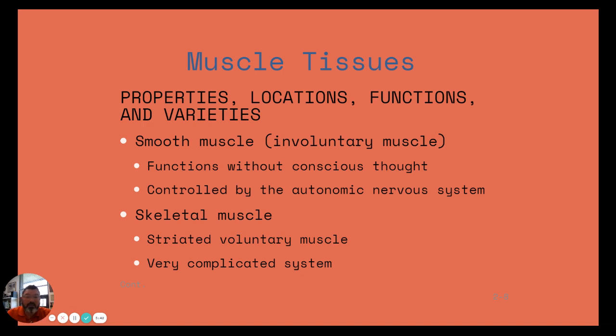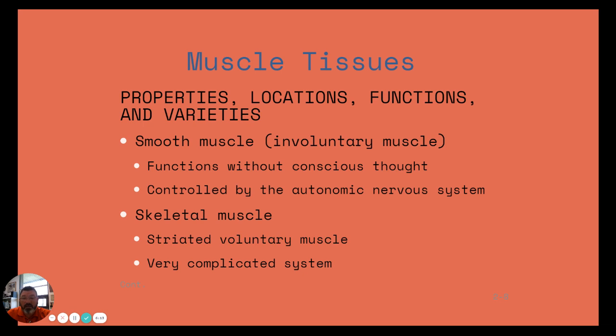Let's move on and talk about muscle tissue next. And of course, first we'll talk about smooth muscle, which is the involuntary type of muscle. It really functions without any conscious thought whatsoever and is controlled by the autonomic nervous system within the brain. So think specifically about your lung tissue, your stomach tissue, that you don't control anything about what it does, where it goes, how often it works. It just works because the body tells it to work.